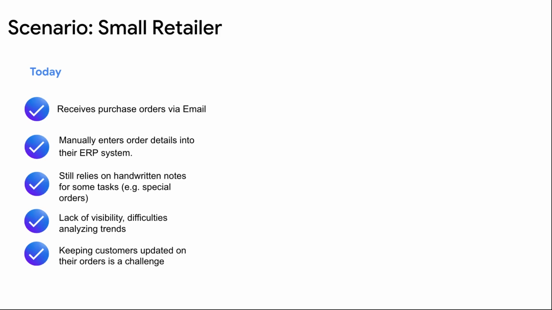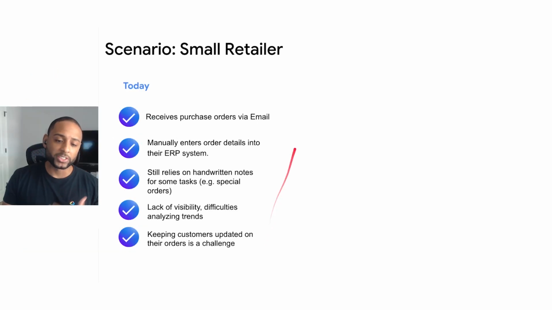And so now with our scenario, let's imagine a small retailer comes to Google Cloud and says, hey, today, these are some of the pain points that we have as an organization. Right now, we receive our purchase orders via email. We have to manually enter our order details into an ERP system. It could be an SAP or any other ERP system on the market. We still rely on handwritten notes. And we have a lack of visibility, and we're not able to really keep our customers updated in regards to their orders.